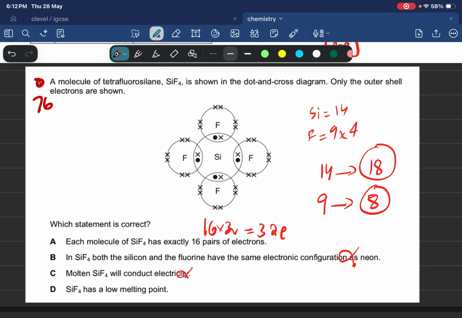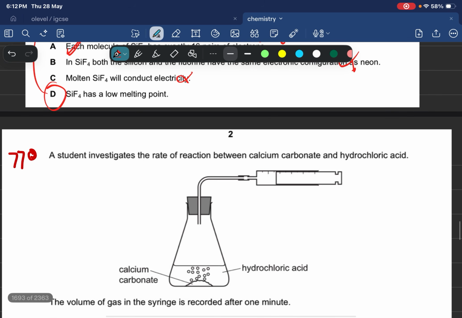No, it will not, because that's simple molecular. I can see SiF4 has a low melting point. Yeah, because it's a simple molecule. So this is correct. Yeah, I found the correct one. So this one I didn't count, but obviously that has to be incorrect now.